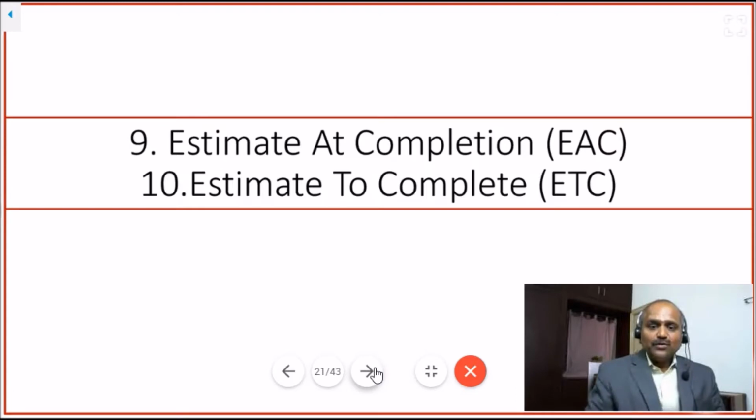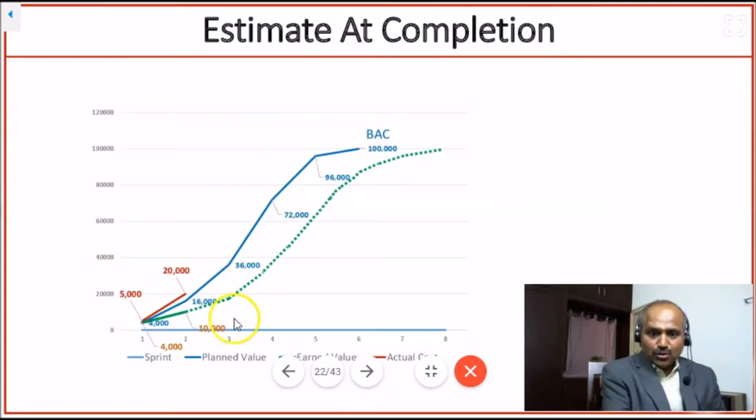So far, we have understood where we are today, that is, at the end of sprint 2. Now we are going to discuss what our forecast is going to be. Forecasting is all about predicting the future based upon the knowledge we have at this point in time, that is, at the end of sprint 2. So we will be talking about estimate at completion and estimate to complete. As you all know, we are at the end of sprint 2 here.